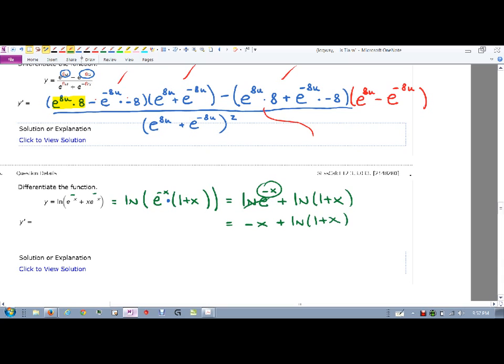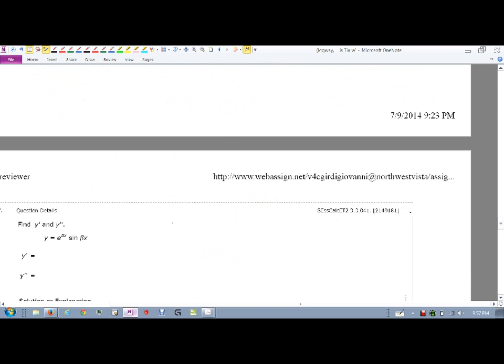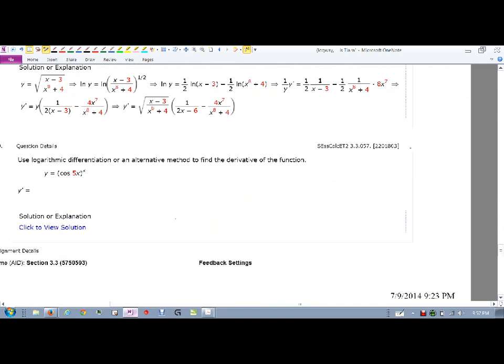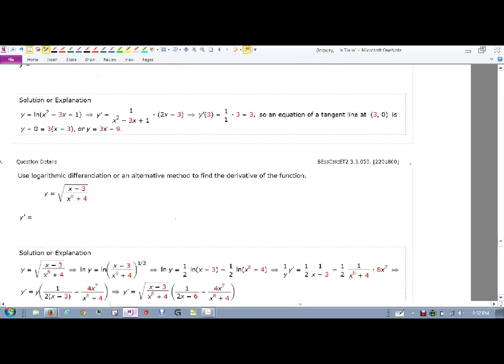And now I'm ready to take the derivative. So the derivative of negative x is negative 1, plus the derivative of natural log of something is 1 over that something, times the derivative of what was in there. Derivative of 1 plus x is just 1, so I don't really even need that. So that's it right there. I'm really hoping I'm getting close to the end here. Yes, I am. Good, good.